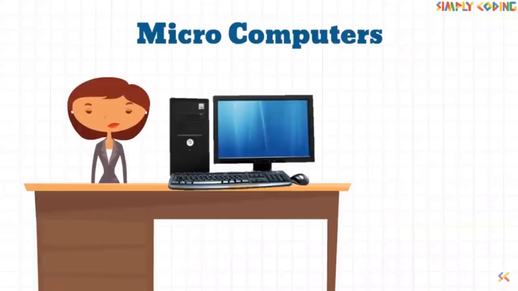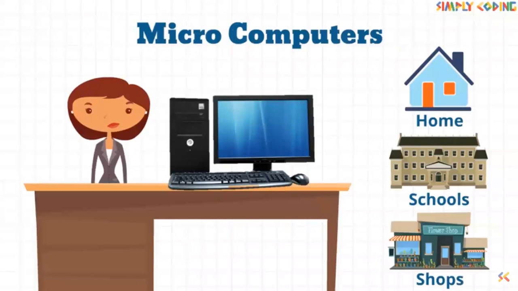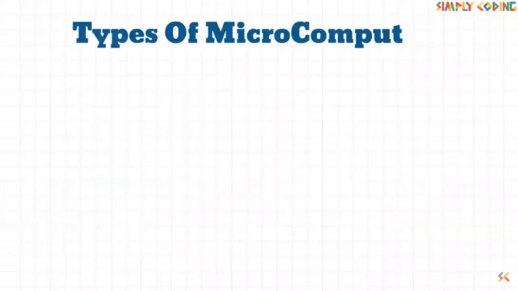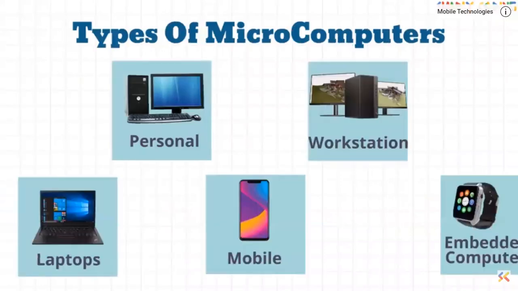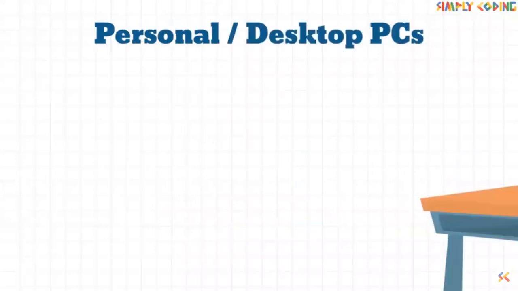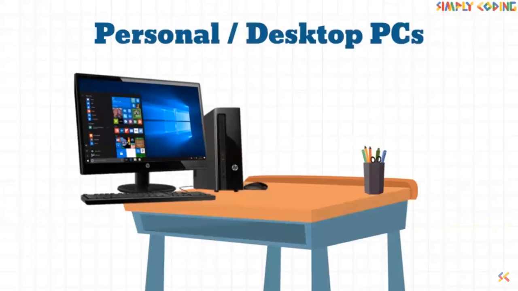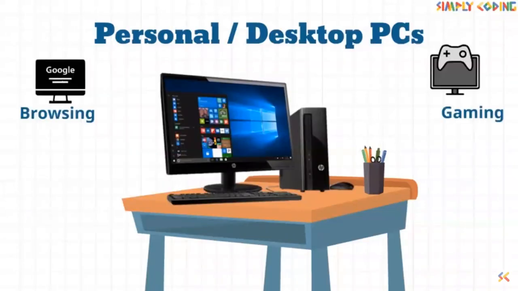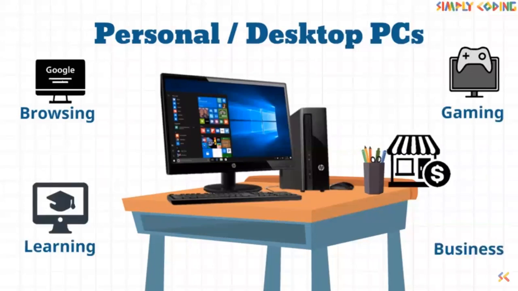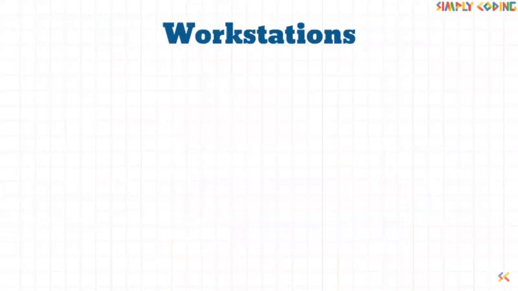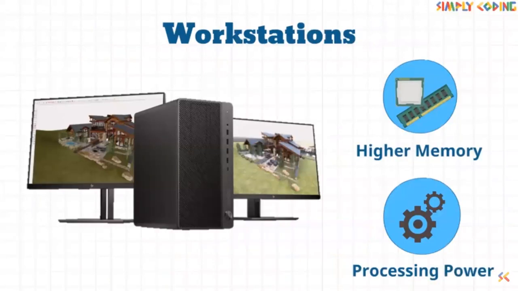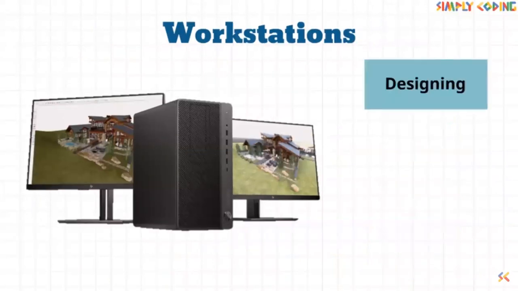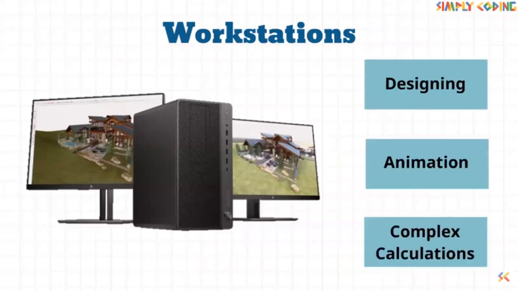Microcomputers typically are single CPU, single user system used at home, office, school, shops. They are further categorized as personal computers, workstations, laptops, mobiles, embedded computers. The personal or desktop PCs are the most common computers with monitor, keyboard, and mouse typically kept on a desk. They are used for browsing or gaming, learning, and small business use. Workstations are like desktop computers but have more powerful CPU with higher memory and processing powers. They are more expensive and are used for doing some niche work like designing, animation, and complex mathematical calculations.